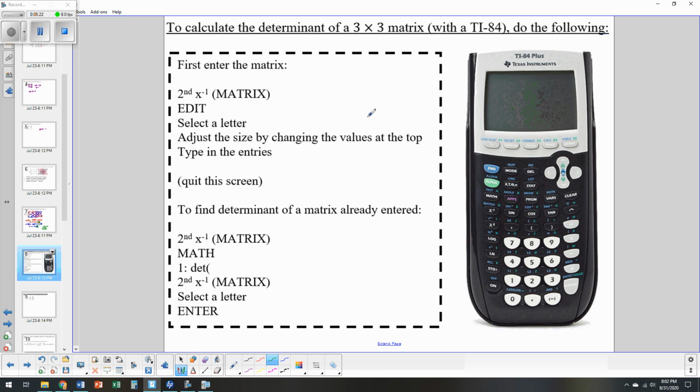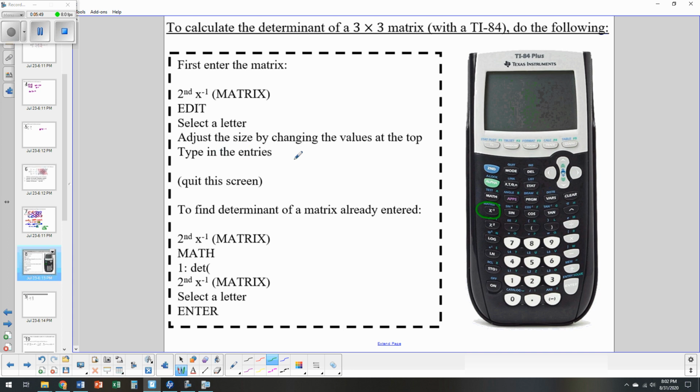To find the determinant of a 3 by 3 matrix with a calculator, we're going to do this. I have the steps listed here, and I'm going to show you on an actual calculator as well. So we're going to hit second and then the x to the negative 1 button. That's where matrix is. We'll go over to edit. We'll select which matrix we want to use. We may as well just use letter A. We're going to adjust the size to make it a 3 by 3.